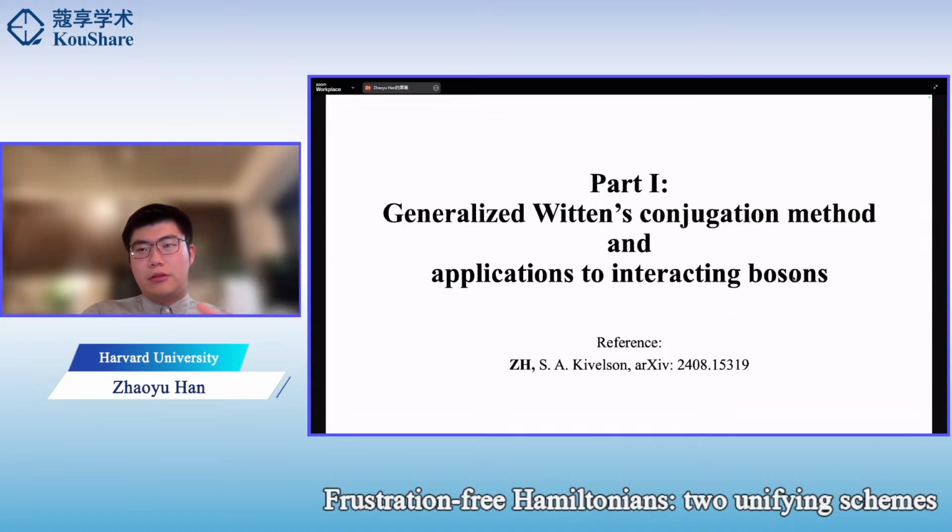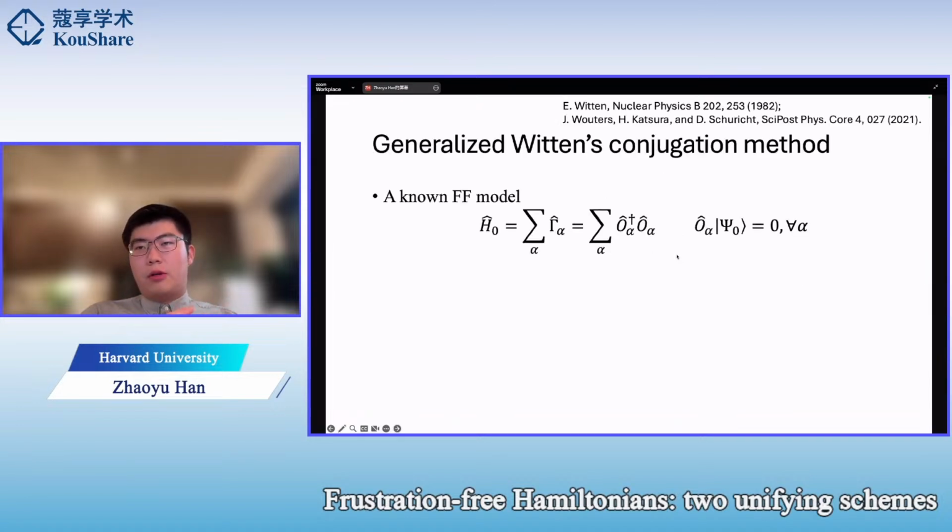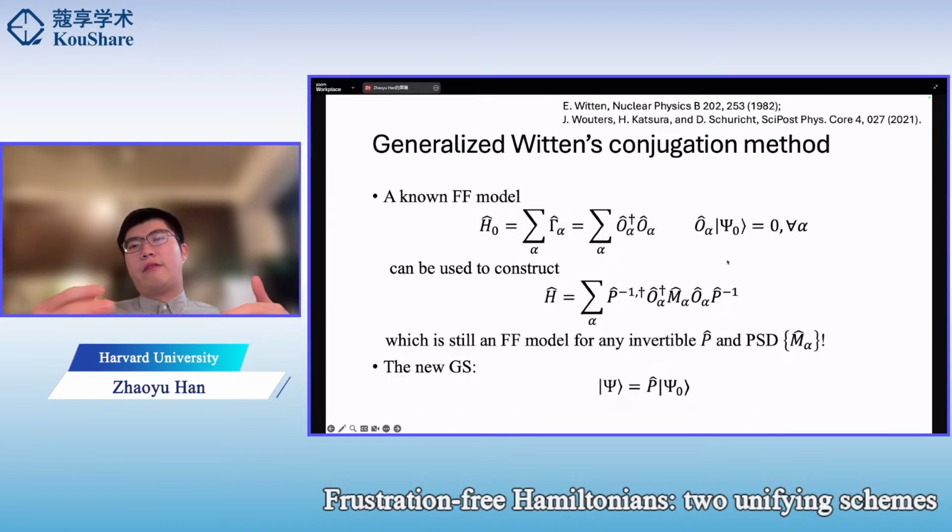Okay. Let's get to part one of my talk, which will be based on this paper. So the first general scheme I want to introduce is a generalized Witten's conjugation method. It starts with any known frustration-free model. In particular, since each gamma alpha term is positive semi-definite, we can take the square root of it and write it as O alpha dagger O alpha, where each O alpha annihilates a known ground state psi naught. Then we can construct a class of other frustration-free Hamiltonians based on this one through a conjugation process. Specifically, we can act the inverse of an arbitrary operator P and its Hermitian conjugate on the right and left-hand side of this old Hamiltonian.